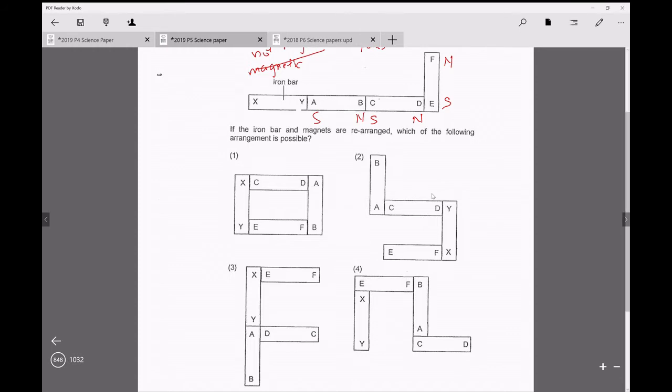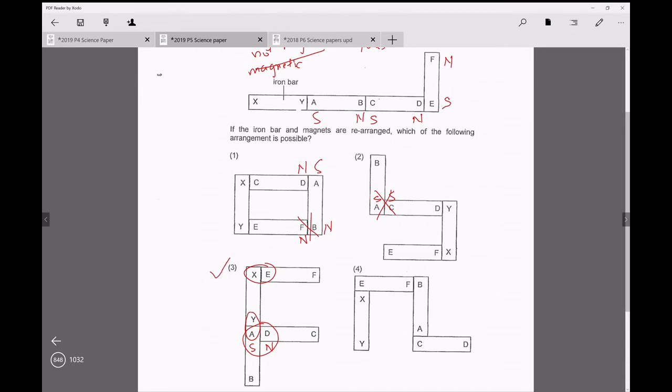So D and A: D is north, A is south, north, south. So that's possible. F and B is N, so this is N, then by right they should repel, right? So this is wrong already, because like poles should repel. A and C is south, so wrong also, because like poles should repel, as you can see from the above diagram. AD is south, north, so south, north. Y is a magnetic material. Yeah, so that's possible, because different poles attract. So this is correct. And then this will attract because it's a magnetic material. This will attract because it's a magnetic material. So number 3 is our best answer.